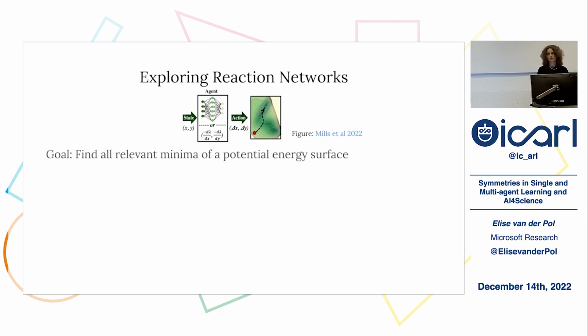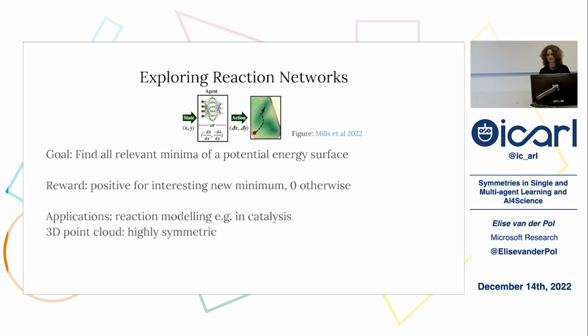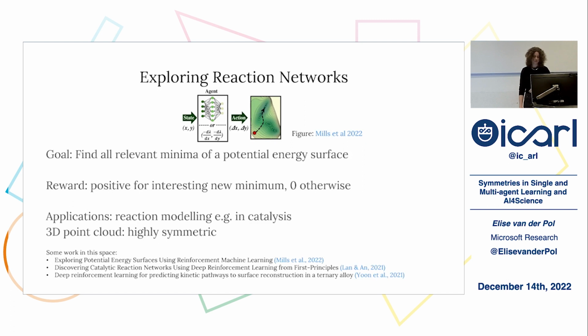So this is what we do in exploring reaction networks. We're trying to find all the relevant minima of a potential energy surface. So the reward could be something like, if we find an interesting new minimum, we get a positive reward, otherwise we get 0. But this is extremely sparse and it's also non-stationary. Applications here are reaction modeling, for example, in catalysis, but also to help improve retrosynthesis planning. Also highly symmetric. So there's also in this space some work on using reinforcement learning to search through this potential energy surface.